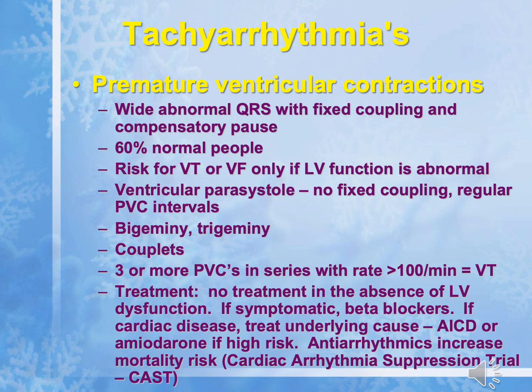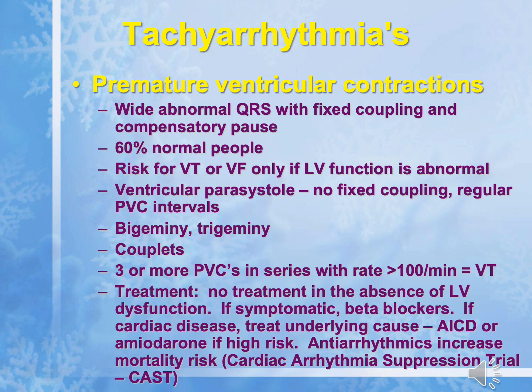Premature beats that originate from a site in the ventricles that has early depolarization are shown on the electrocardiogram by wide abnormal QRS complexes with what's called fixed coupling, that is, the relationship to the normal beat before is a fixed interval with all of the different premature beats. There is also a compensatory pause, that is a pause in the pulse as well as on the electrocardiogram following the abnormal premature QRS complex until the next normal cycle begins.